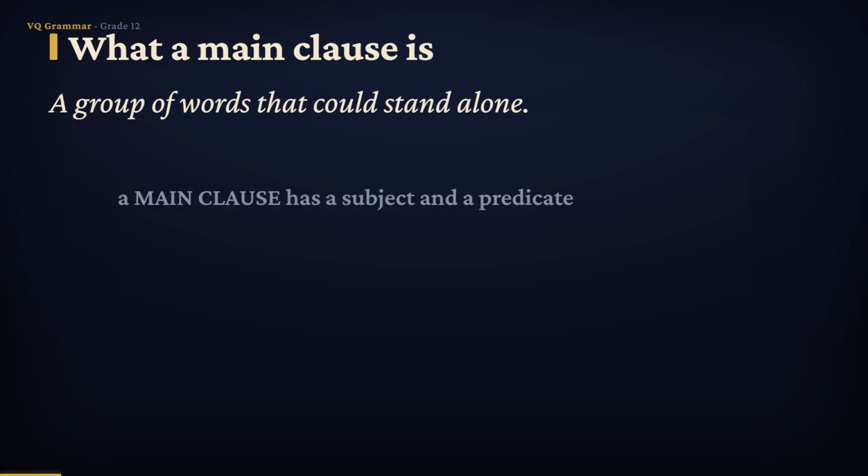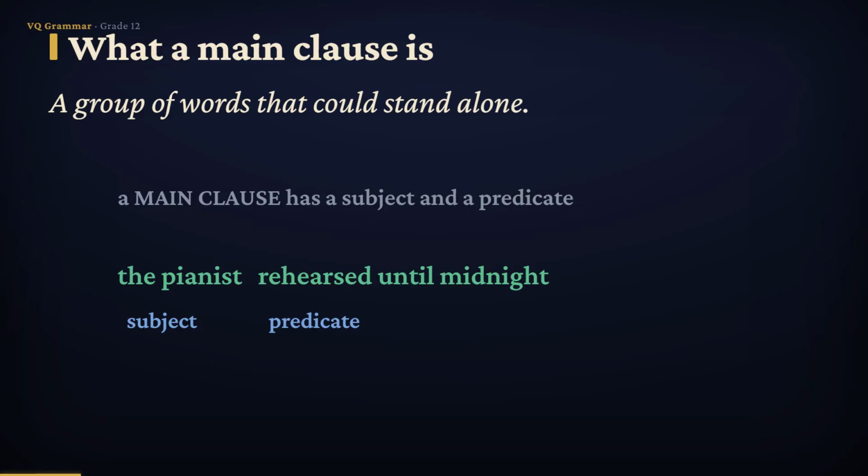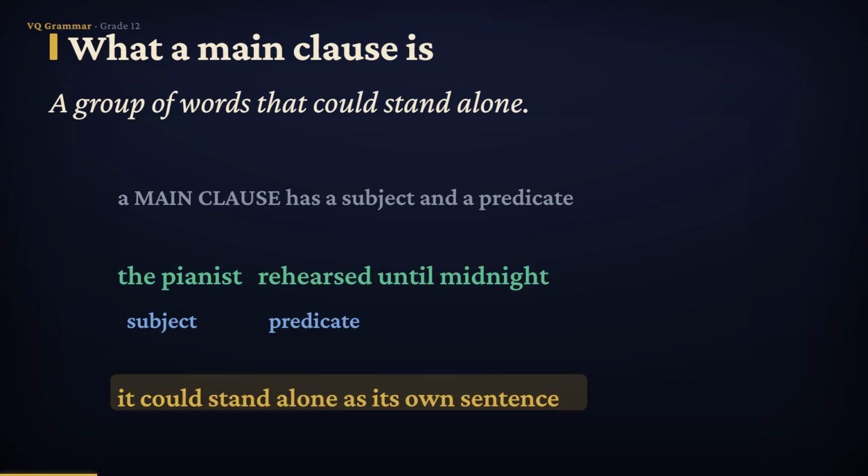A main clause is a group of words with a subject and a predicate that could stand on its own as a complete sentence. Take, "The pianist rehearsed until midnight." The pianist is the subject, who we're talking about. Rehearsed until midnight is the predicate, what she did. Put them together and the words could stand alone, ending in a period, perfectly complete. That, right there, is one main clause. Hold on to that idea, because everything today is just counting these.